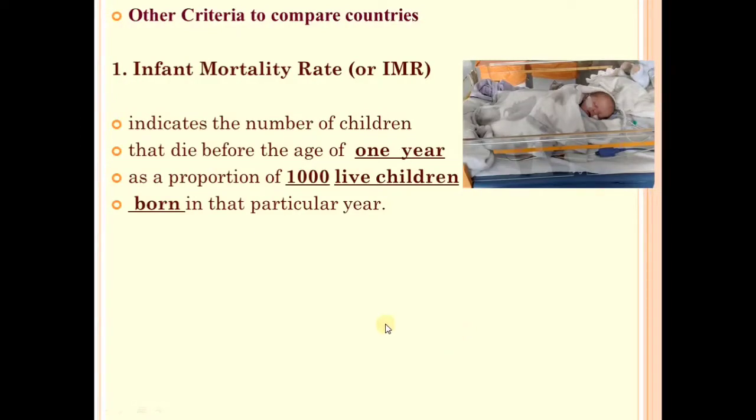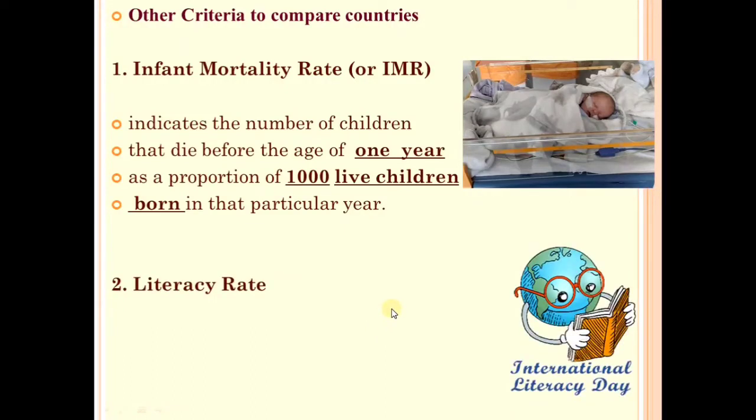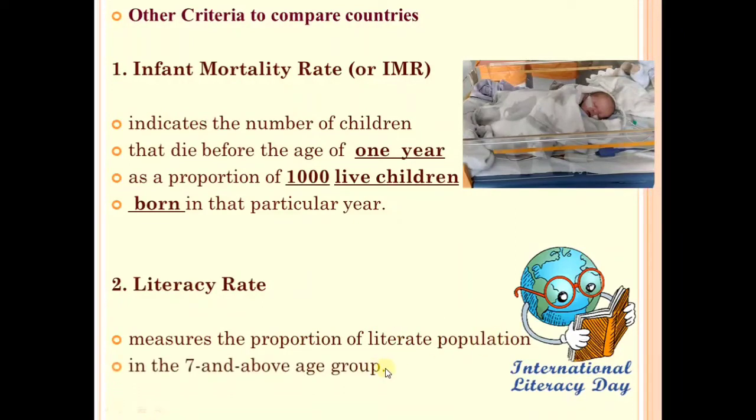Another important criteria to compare the countries is literacy rate. We know that if a person is literate, then he or she will be able to live better and earn better. So basically it is the proportion of literate persons out of the total population, and here we consider the people of the age group 7 and above.